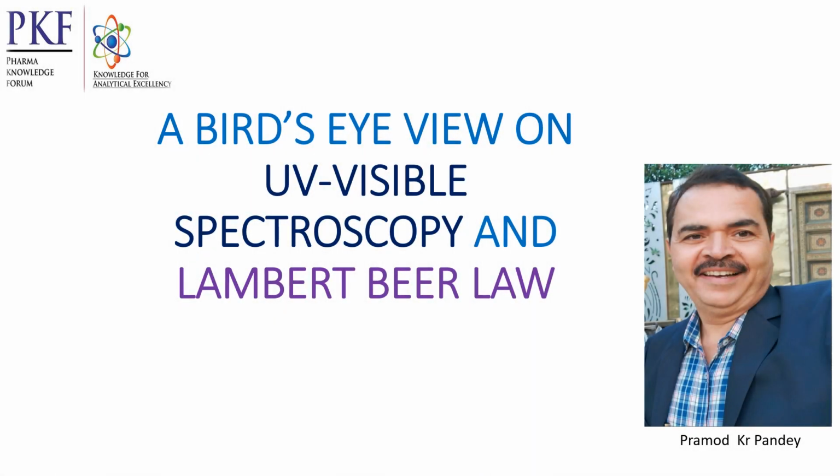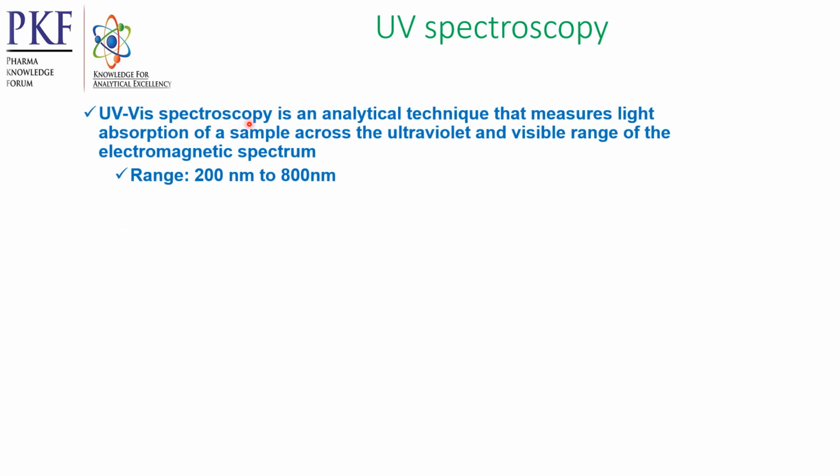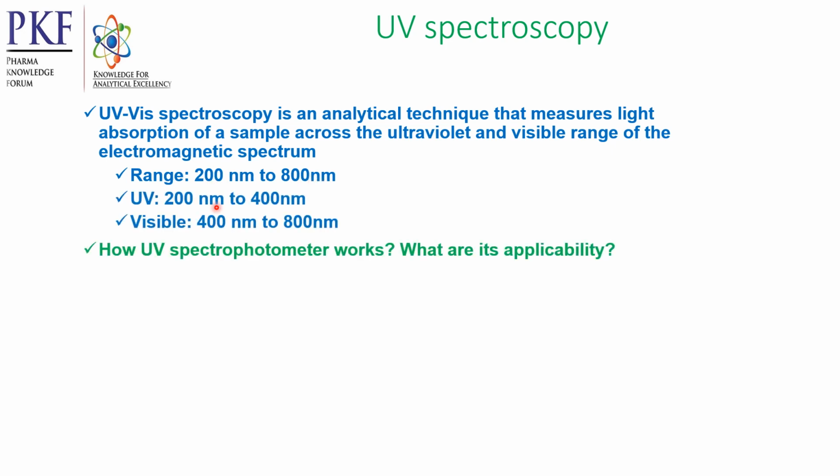In this session, I am going to discuss UV visible spectroscopy and Lambert Beer Law. UV visible spectroscopy is an analytical technique that measures light absorption of a sample across the ultraviolet and visible range of the electromagnetic spectrum. UV visible range is 200 nanometer to 800 nanometer. UV range is 200 nanometer to 400 nanometer. Visible range is 400 nanometer to 800 nanometer.